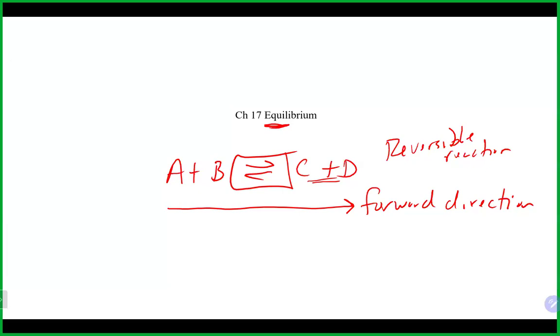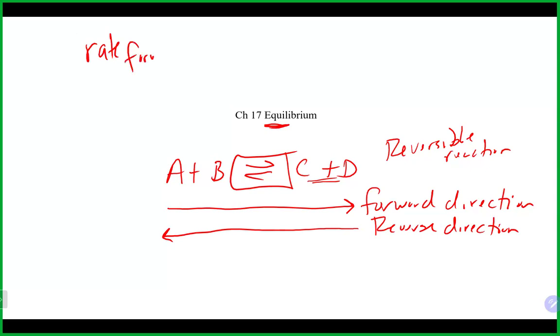So they'll build up enough of those products that the products will start combining with each other and heading in the opposite direction, going from products to reactants. And that is what is known as the reverse direction. This process will continue until it actually does reach chemical equilibrium. What it means when we reach chemical equilibrium is the rate of the forward direction will equal the rate of the reverse direction.